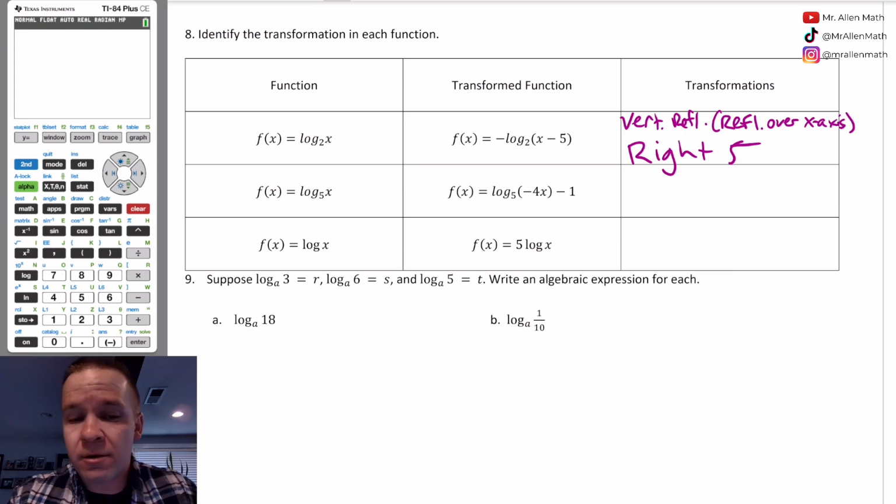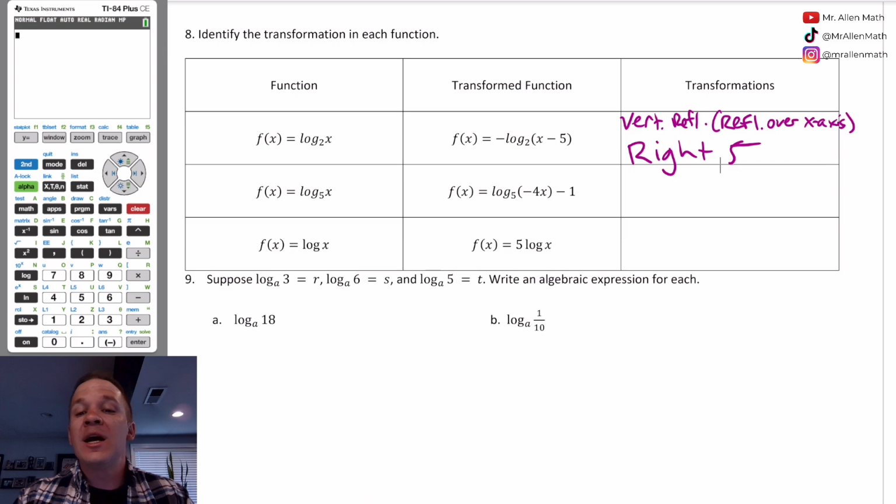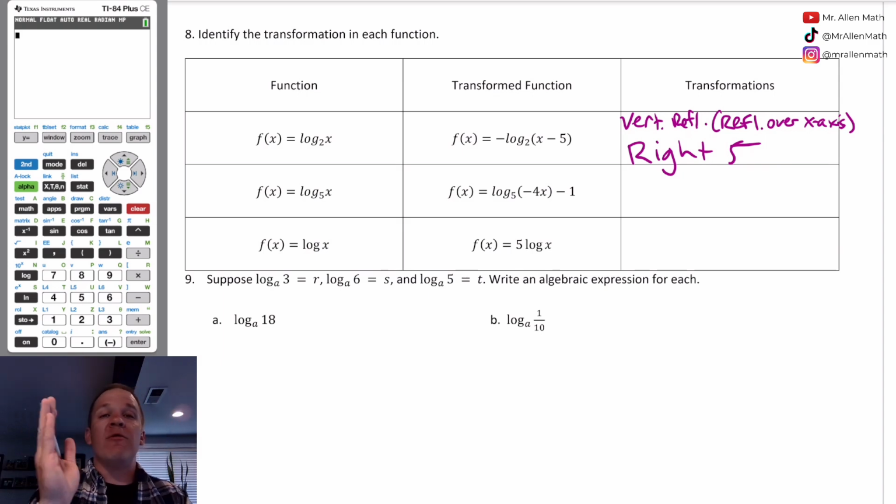Next one, we have log base 5 of x. Now, it doesn't matter that our log base has changed. The reflections, the shifts, transformations all work the same. So first thing we're looking at there is the negative that's on the inside of our function. So if it's a negative on the inside, it is a horizontal reflection or a reflection over my y-axis. See, if I'm moving my hand, I would be moving my hand across that vertical axis, which is the y-axis. That is a horizontal reflection.